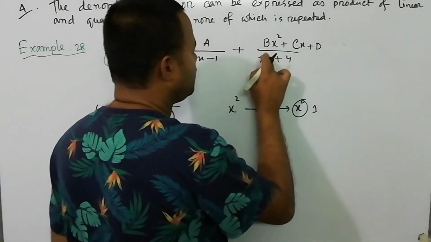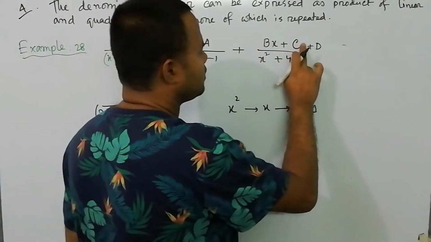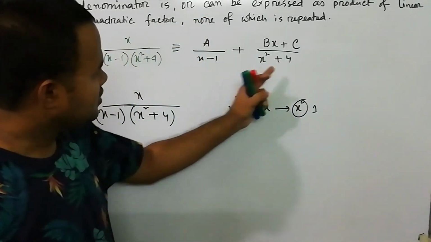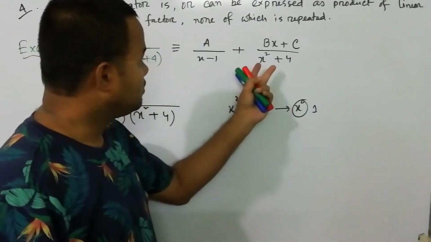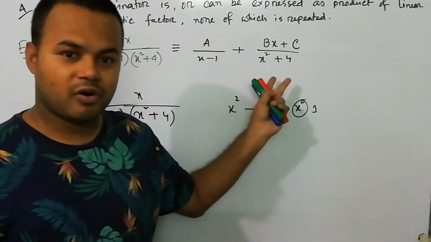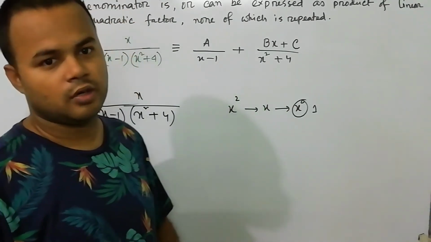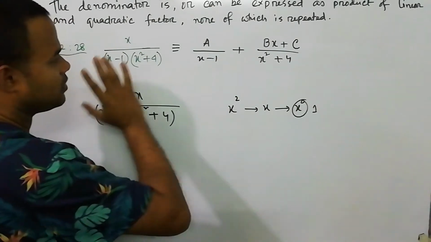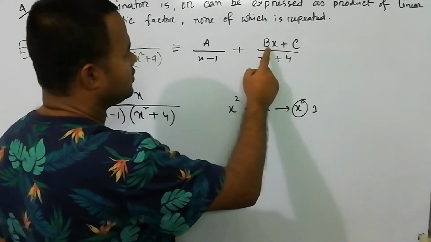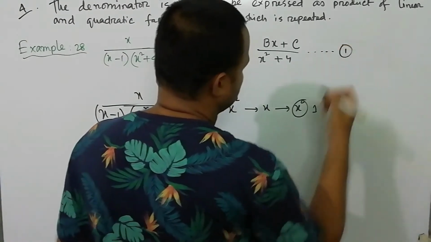Now we have only a square here, so we will have 2 terms: one is bx, another one is c. You have to remember how to rewrite the factor here. This is the most important part to convert any given fraction into partial fractions. So here we have x square plus 4, so we have to write the numerator as bx plus c. Now this is equation 1.